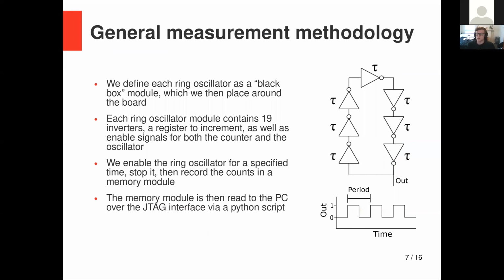So the general measurement methodology here is that we define each ring oscillator as sort of a black box module. It has an input and an output, well, an output pretty much. And then we just stick it all around the board. And then we have some central circuitry that just counts it. It counts each time it hits a rising edge of that square wave it makes. So it counts basically how many cycles it makes per our control clock.